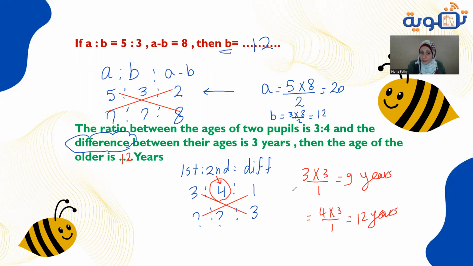Or without calculating the first, I will choose from the biggest ratio. So where is the second pupil with the biggest ratio? So he is the older pupil.